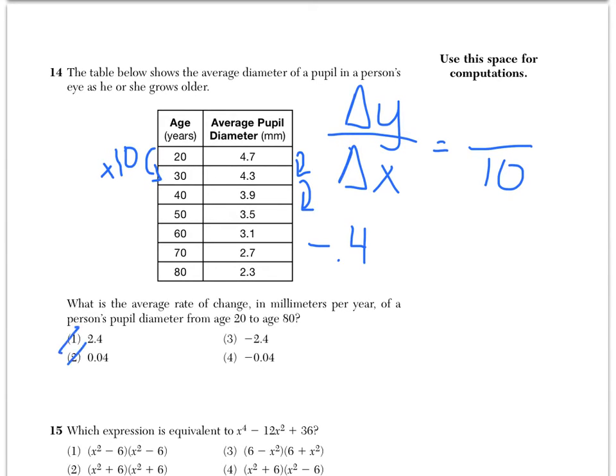So right away I'm going to get rid of answer choices 1 and 2 because they're positive. And if I move this negative 0.4 to the numerator and I divide this through on my calculator, I'm going to see that that works out to be the decimal 4/100ths, and it will be negative.